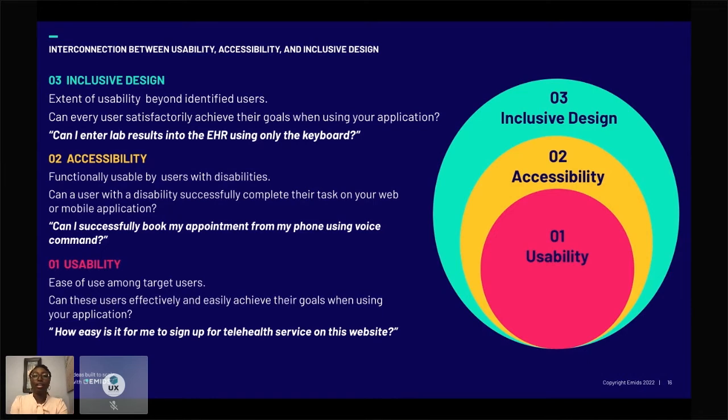And the bigger umbrella, which is like extending it to a broader spectrum or scope, is when we look at inclusive design. When we are saying that our product's usability extends beyond the identified users. So we are not just focusing on a narrow scope of people, but we are thinking about if people have to use this under another circumstance, will they still be able to function well?